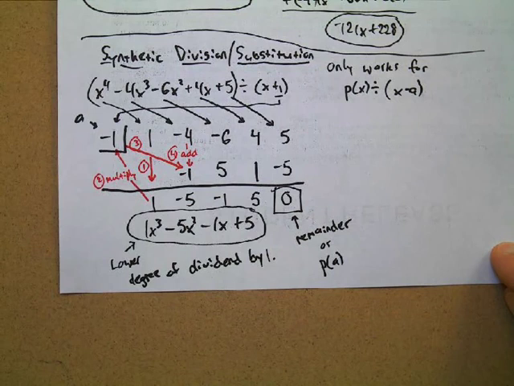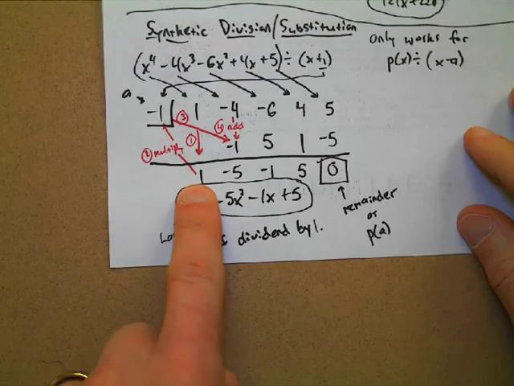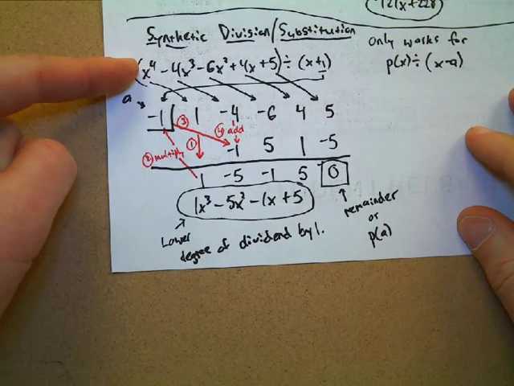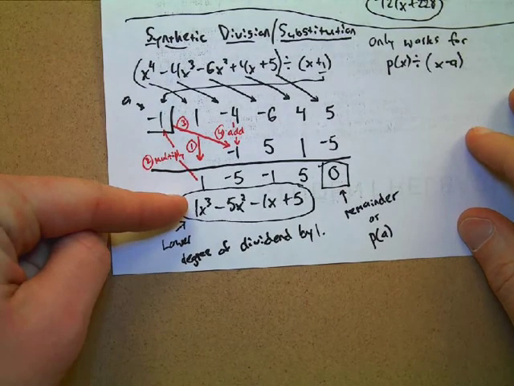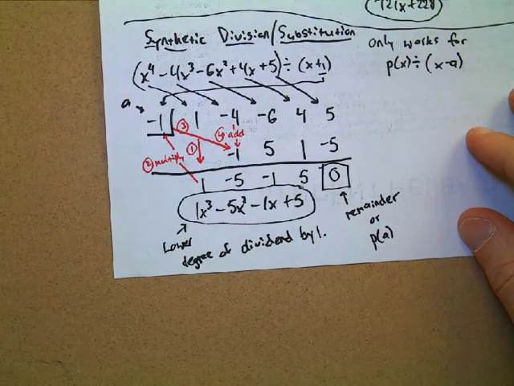I'm going to put one more in here. Question? How did you get 1x to the 3rd? So the lead coefficient here is 1. We start with an x to the 4th. Our answer will be 1 degree lower, x to the 3rd. So it's 1x to the 3rd minus 5x squared minus 1x plus 5. And then the remainder is 0. The last number will always be your remainder.